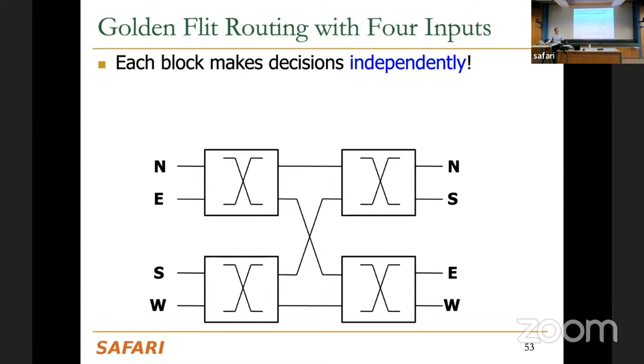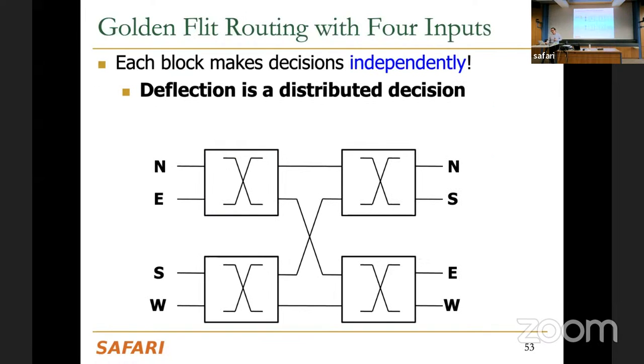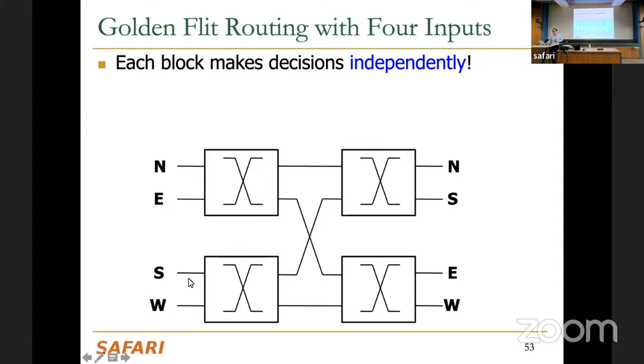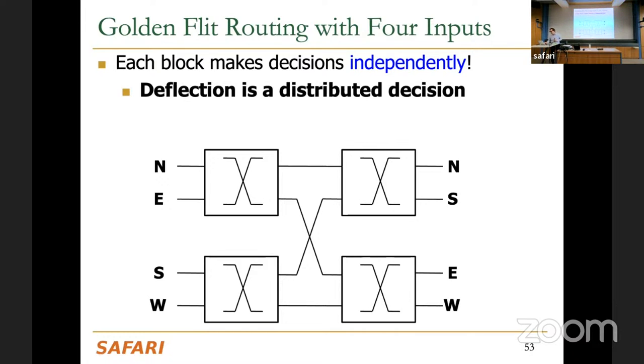Now let's take a look at a 4x4 router. You could easily extend this to 5x5 as well. But basically, each block now makes decisions independently. So deflection is really a distributed decision. This is the beauty of designing the router, I think. Let's take a look at this. As long as each router obeys what I just said, you can build a 4x4 router that guarantees that the golden flit is routed to its desired output port and everybody else is routed somewhere.